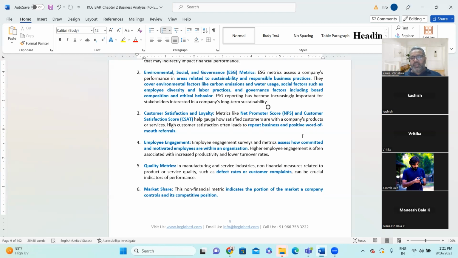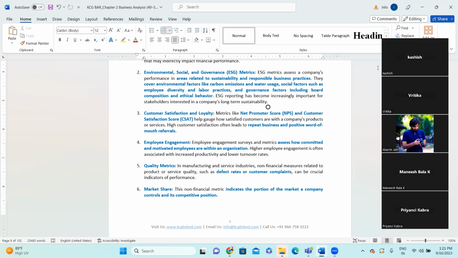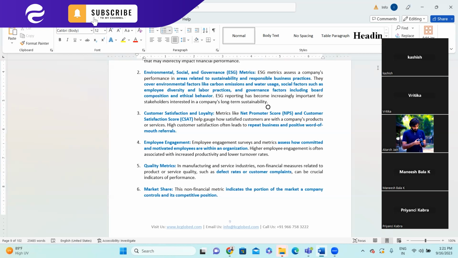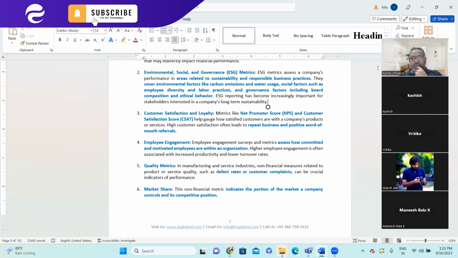Yeah. Anyone else would like to add? Kashish, Vartika, Manish, Pranshi. No response. Kashish, Vartika, what is customer satisfaction according to you?